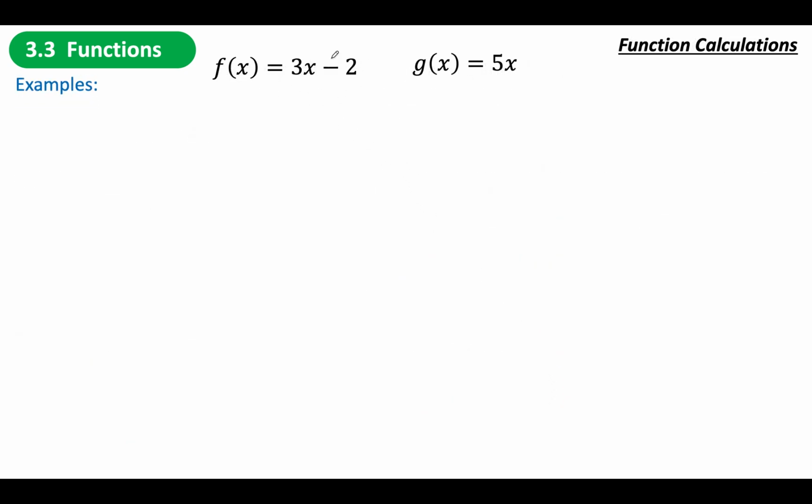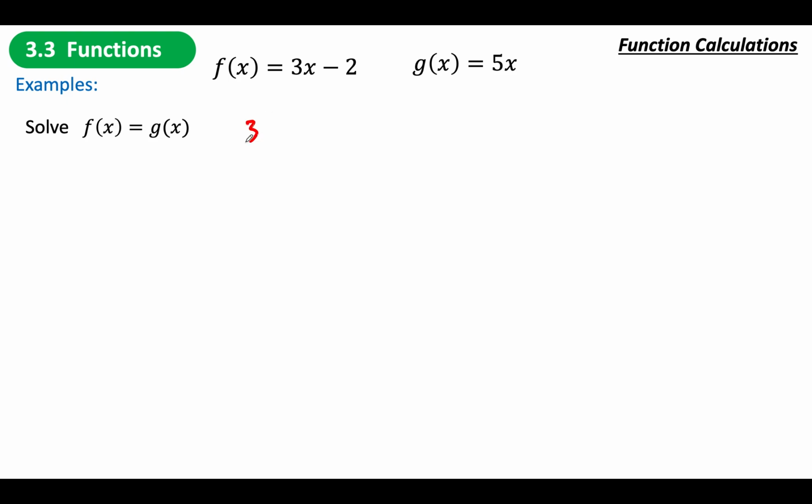Two more functions then, or slides. The first one I've left the same, f of x is 3x minus 2. The second one is g of x equals 5x, so I've redefined g of x up here. So these are the other sort of questions that you might get that are along the same kind of lines. Solve f of x equals g of x.